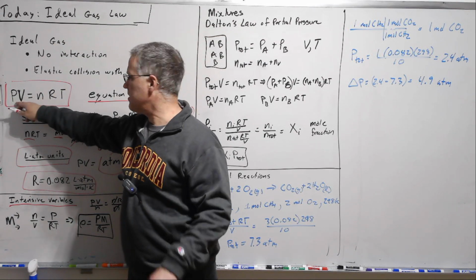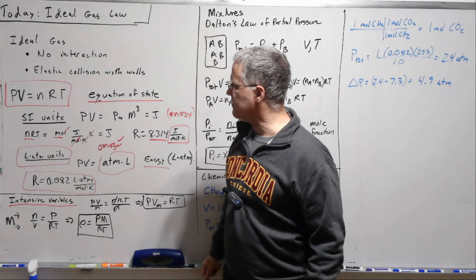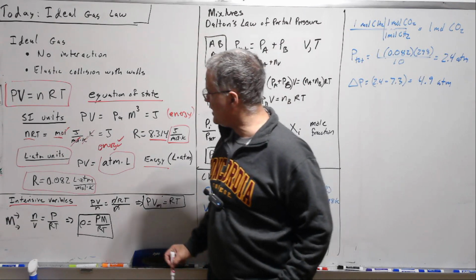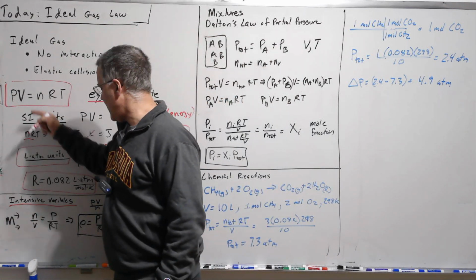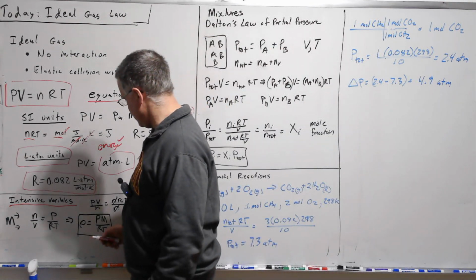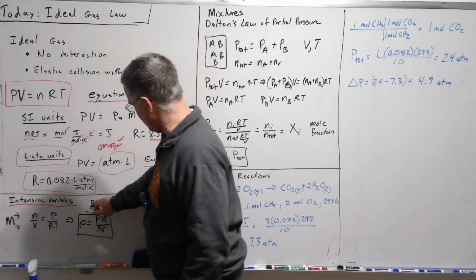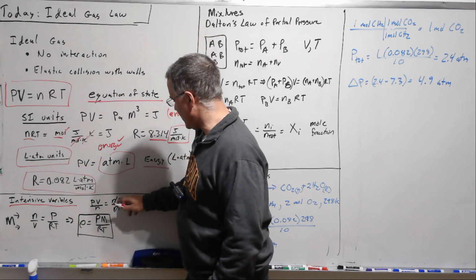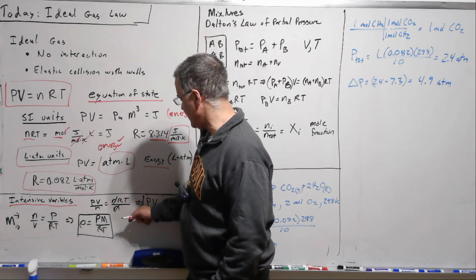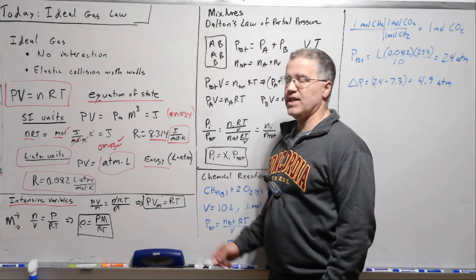Pressure is intensive, but number of moles is extensive. So what we can do is divide by the number of moles on both sides. So let's go PV divided by n, then the n's cancel on the right hand side, and we get P V_m, the molar volume, equals RT.